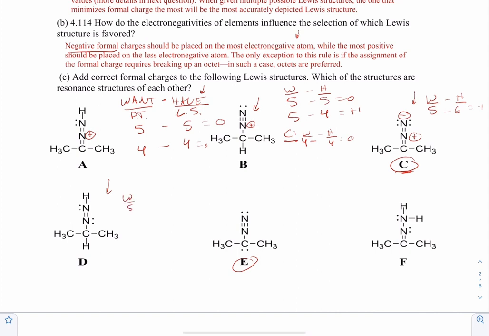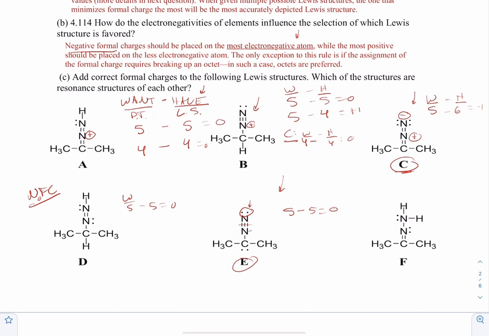All right, so now on part D, I'm going to look at this nitrogen again. Remember, it wants 5. It's got 1, 2, 3, 4, 5, so 5 minus 5 is 0. This one has 2, 3, 4, 5, so that's also 0. And then those carbons are all 0, so actually there are no formal charges. I'll just put no formal charges on this one. Okay. And then now E, remember it wants 5, so it's got 5 minus, let's see, 2, 3, 4, 5. So 5 minus 5, that's 0. So that's going to be 0 formal charge.